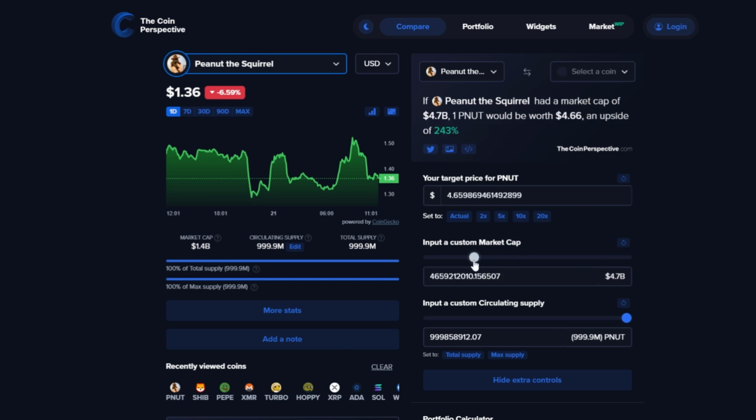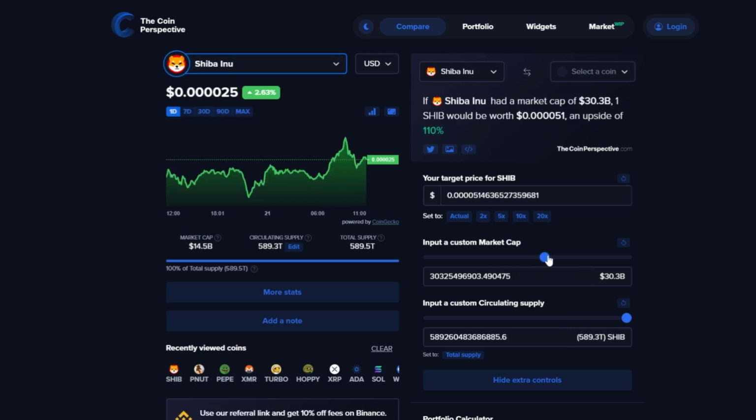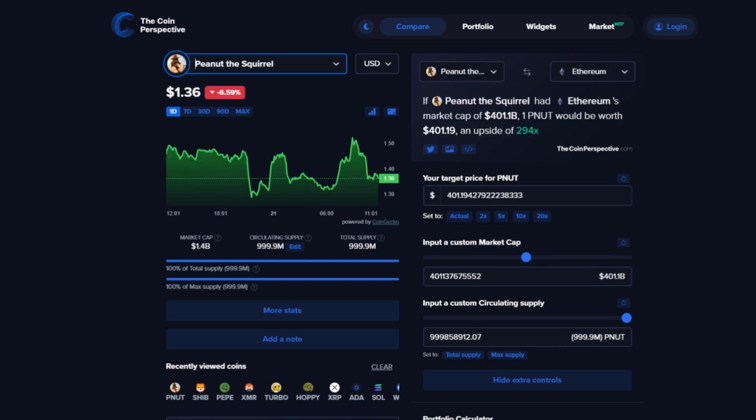For example, let me toggle this so you guys can get an idea. Okay, so 40 billion. Let's go to 30. At a $30 billion market cap, that's a 21x for Peanut. And if we did a 20x for SHIB, let me see, 20x for SHIB, would it be almost 300 billion for Shiba Inu? That's a lot. So just because something looks more expensive, you have to look at the market cap.